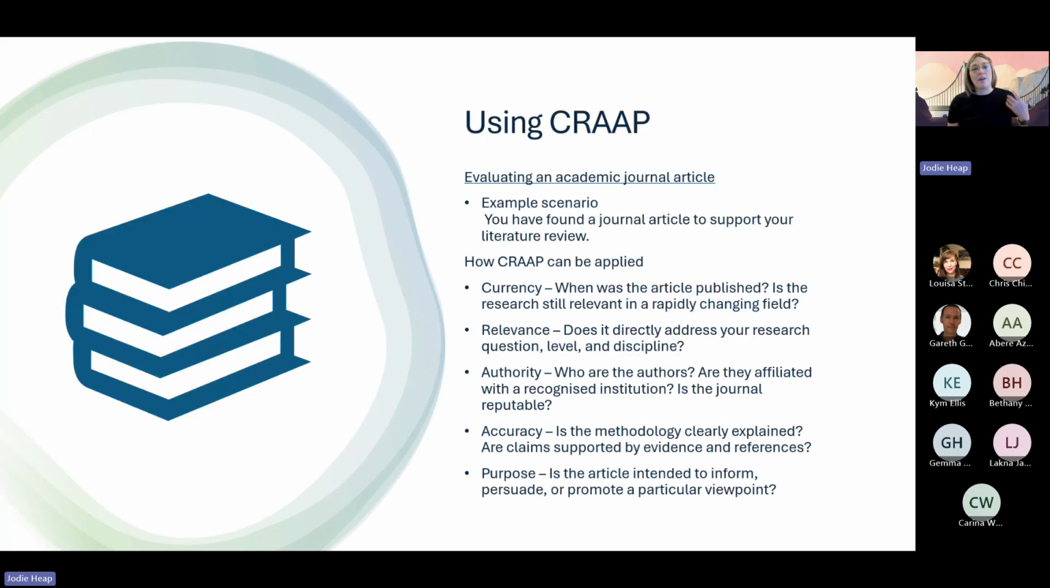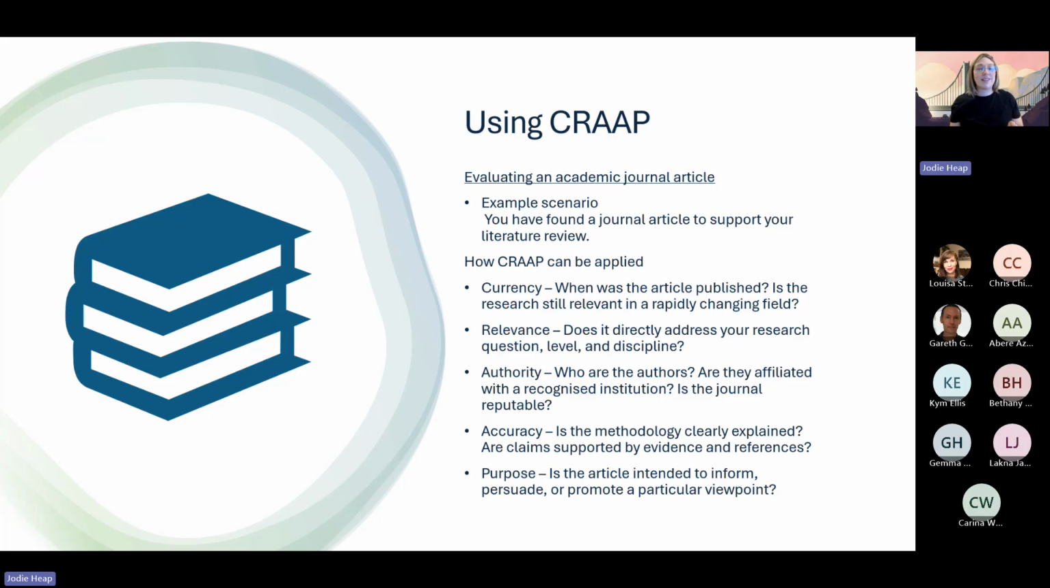So what we can do is use an example scenario of an academic journal which we have found, and we want to use within the support of our literature review. So when we look at the CRAP, we can look at when was the article published, is the research still relevant, does the article directly address the research question, level and discipline that we need. We can consider who is the author and are they affiliated with a recognised institution, is the journal itself reputable. Never forget there are predatory journals who have questionable acceptance practices.